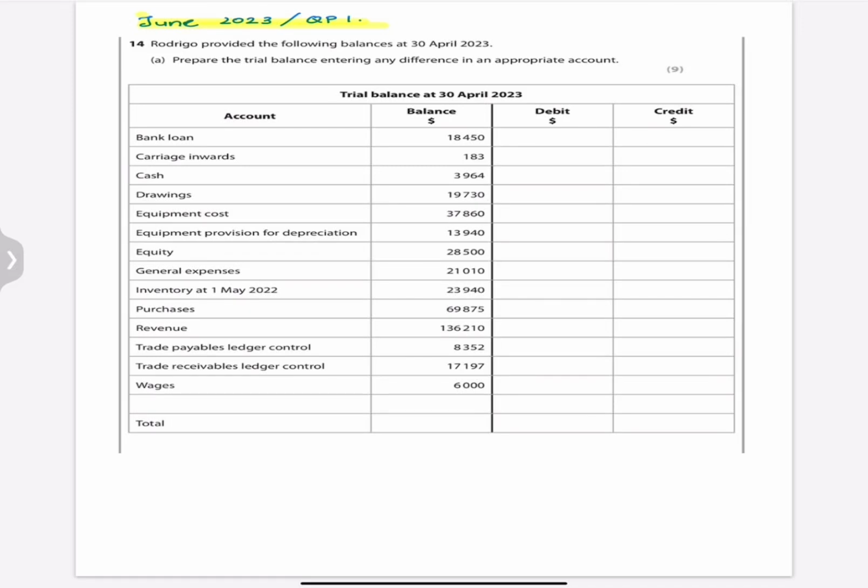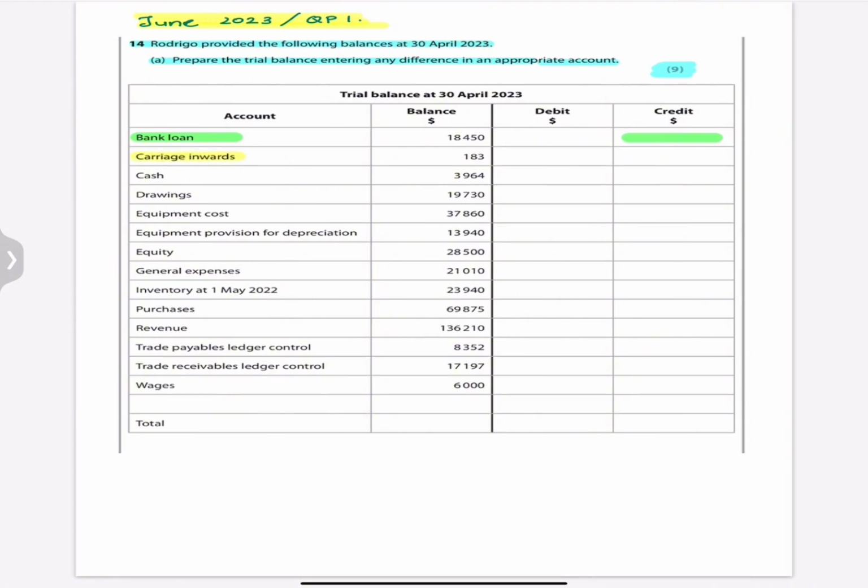June 2023, question paper 1. Rodrigo provided the following balances at 30th April 2023. Prepare the trial balance entering any difference in an appropriate account. 9 marks allocated for this question. Firstly, let's identify the debit items in yellow and credit items in green.